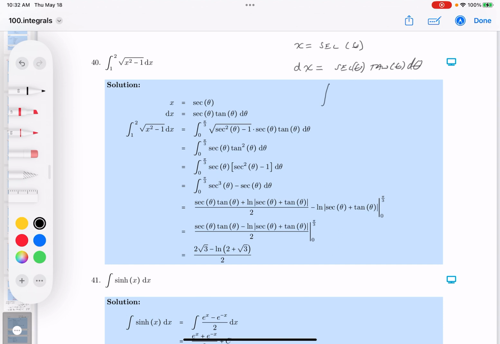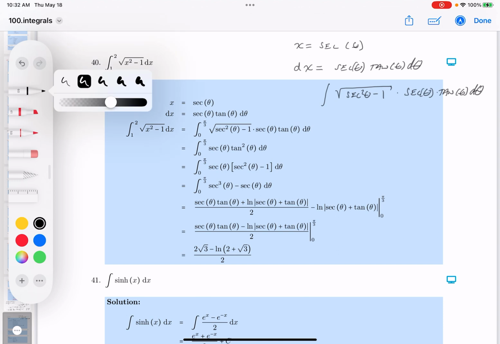So what do you get? You get secant squared theta minus 1, got that covered. What's dx? It's secant theta tan theta. All right, now let's do the limits of integration, see if that gets any better.